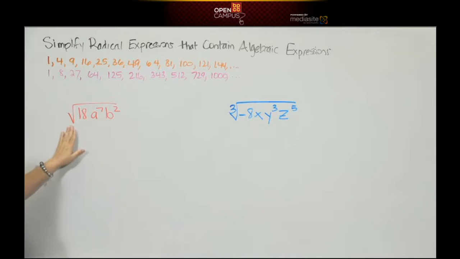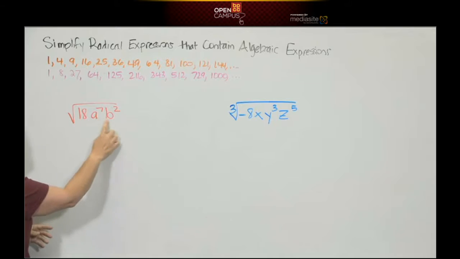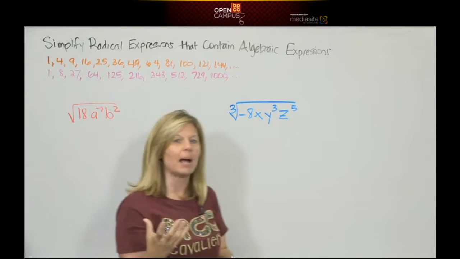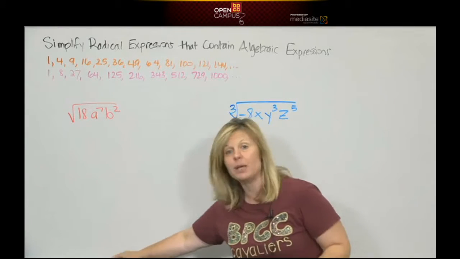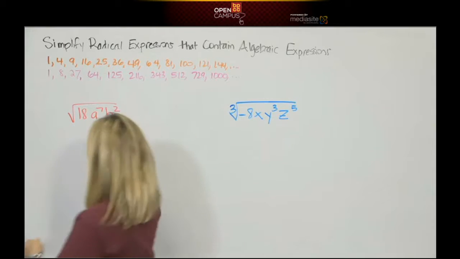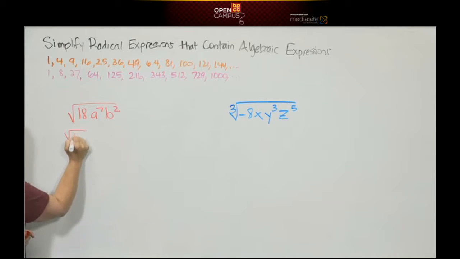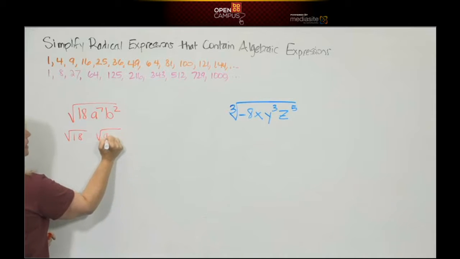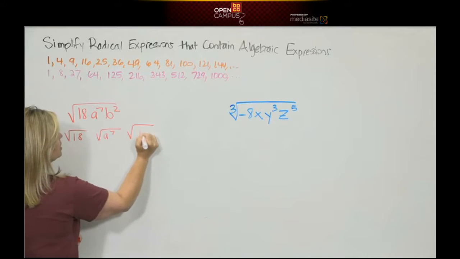All right, I want to simplify the square root of 18, a to the 7th, b squared. I want you to notice this is a monomial. It's all connected by multiplication. So technically speaking, we could break this up. I'm asking you to do the square root of 18, the square root of a to the 7th, and the square root of b squared.